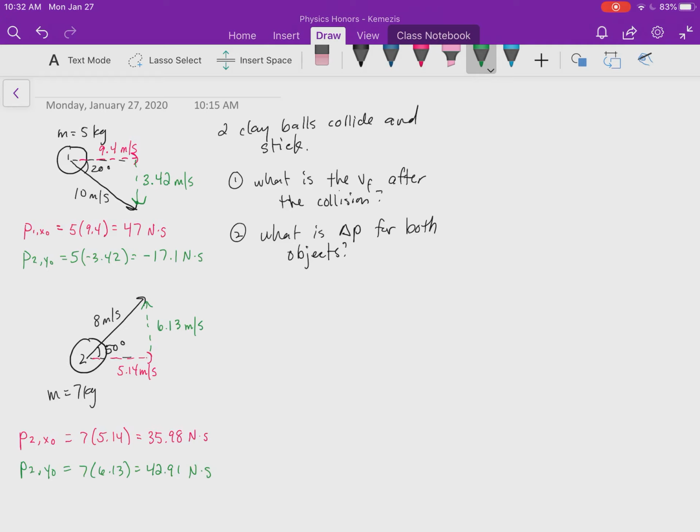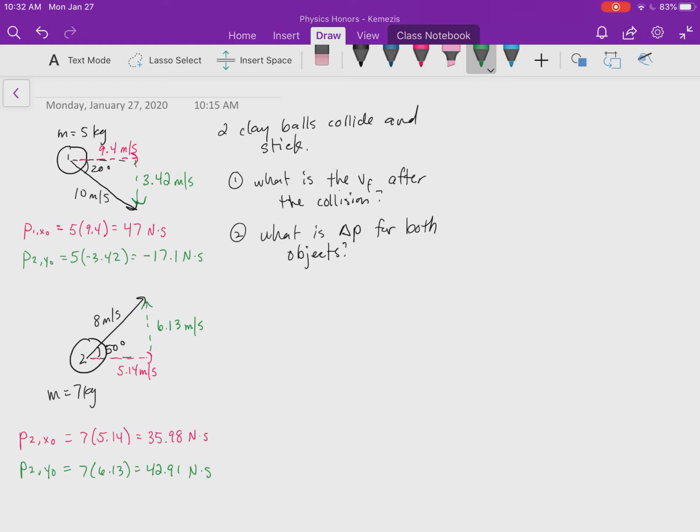and stick. So they're two clay objects. They're going to stick together. And we want to know what the final velocity is after the collision and the change of momentum, or the impulse, for each object. I'm going to do this a slightly different way than the other video, but they are both going to lead you to the same idea, or the same answers.